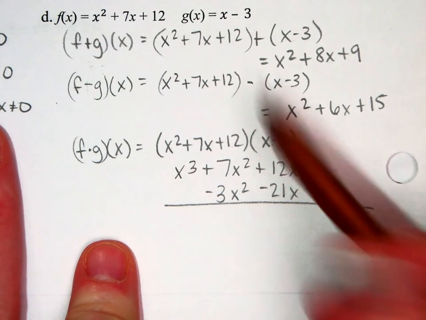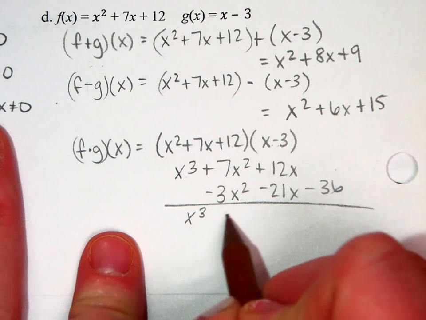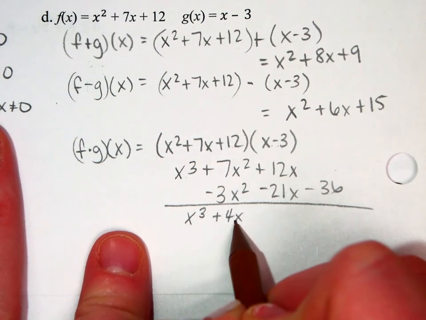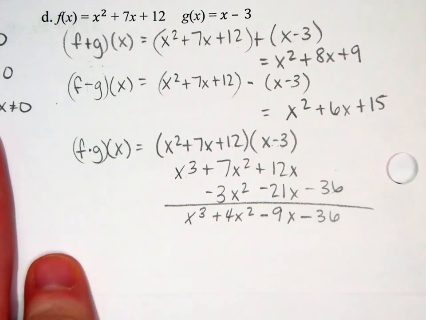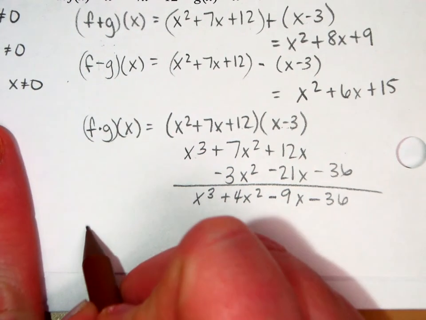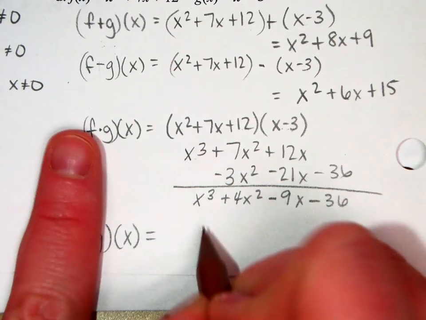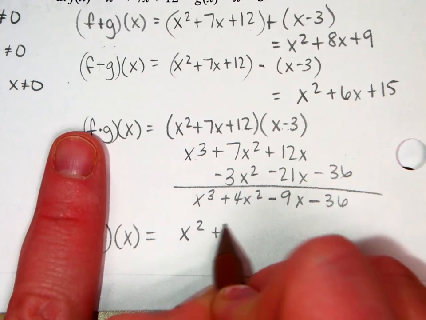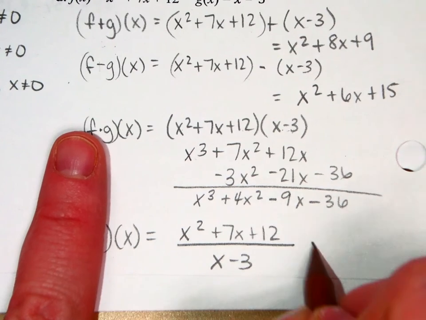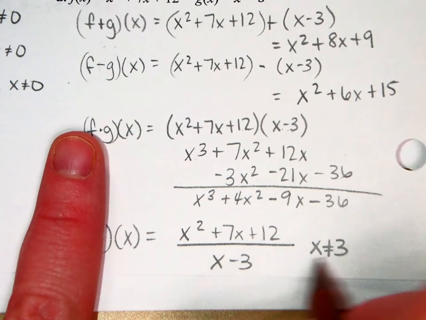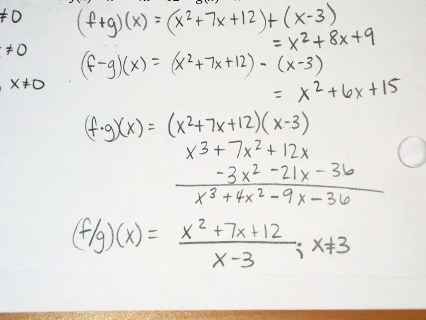Combine those two. X cubed plus 4x squared minus 9x minus 36, and that's it. Last but not least, division. F divided by g of x equals x squared plus 7x plus 12 divided by x minus 3, and x cannot equal 3 because if I plug 3 into the denominator, 3 minus 3 is 0.